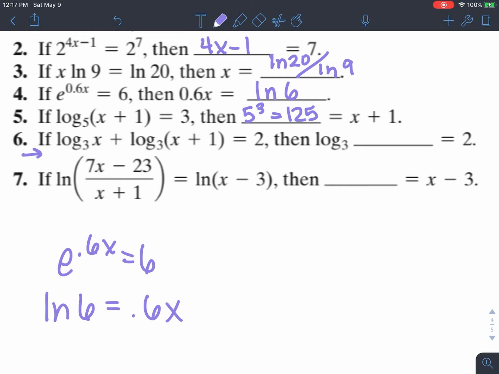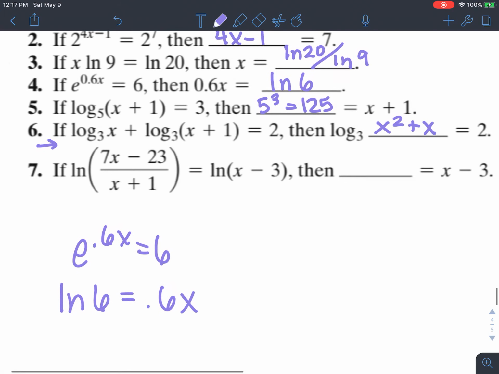Okay, this is going to require some condensing. So that's going to be x squared plus x.